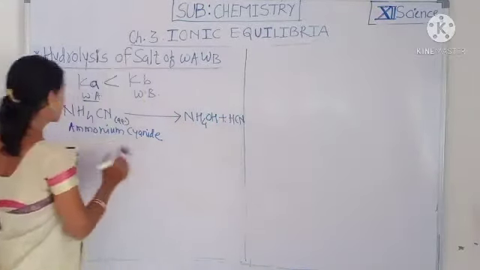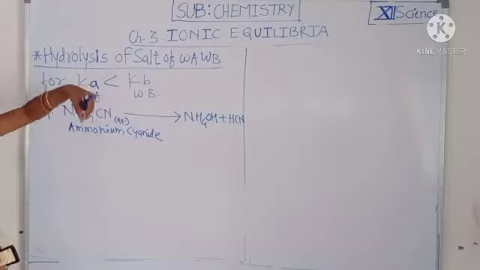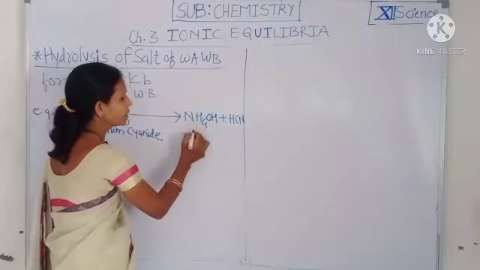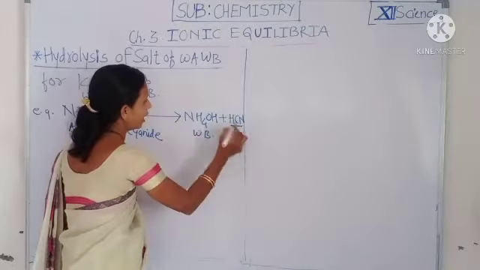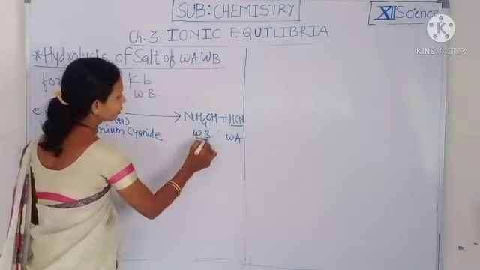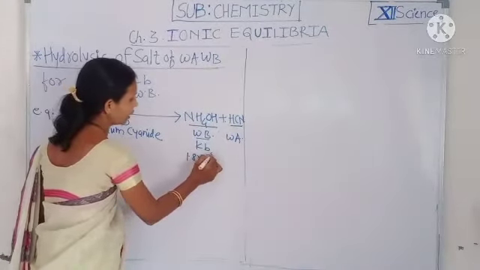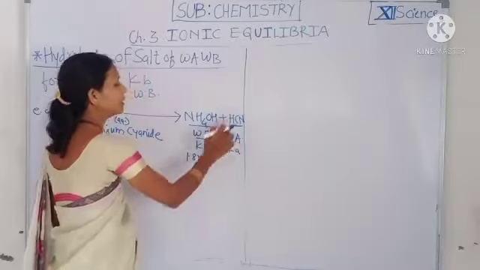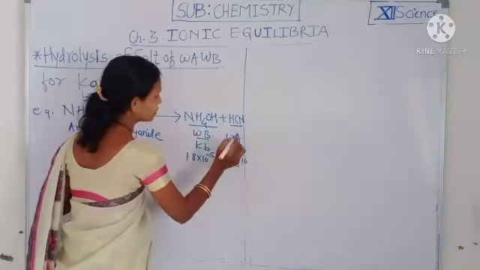HCN. Then see here the aqueous solution of NH4CN, that is NH4CN salt dissolved in a given amount of water, dissociates to give NH4OH, that is weak base, and HCN, that is hydrogen cyanide, that is weak acid. Here Kb of that weak base NH4OH is 1.8 into 10 raised to minus 5, and the Ka of weak acid HCN is 4 into 10 raised to minus 10.